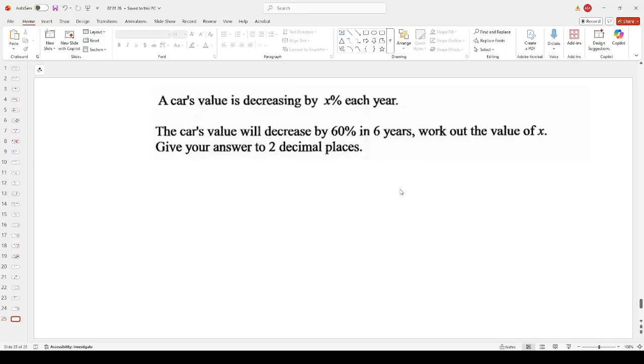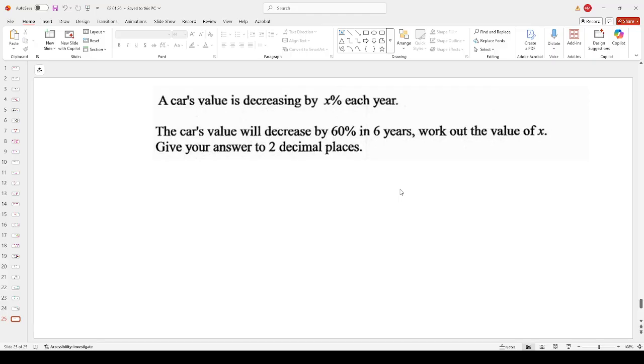A car's value is decreasing by X% each year. The car's value will decrease by 60% in 6 years. Work out the value of X. Give your answer to 2 decimal places. Okay. How would we tackle this question, guys? This is a lot easier, so hopefully everyone should be clued in for this one. And then make sure you're dropping in some responses, Josh, as well. Let's go. Okay, try yourself, yeah.